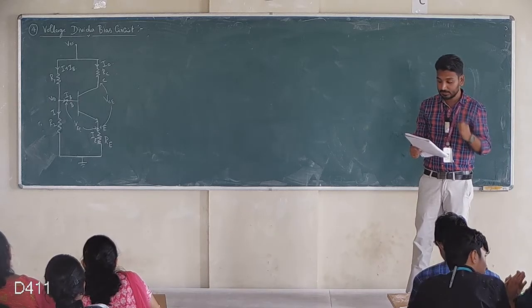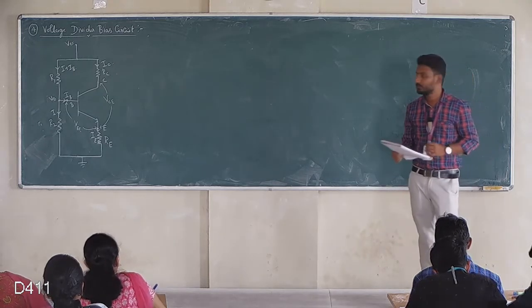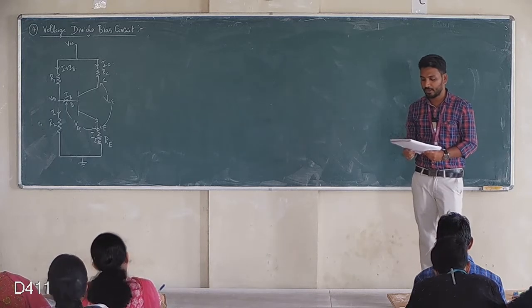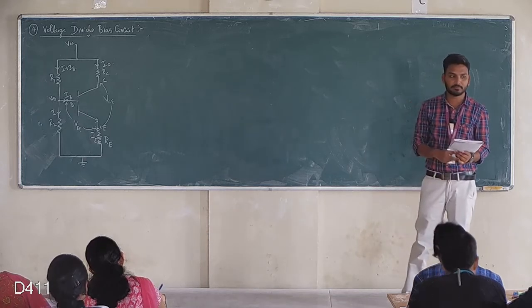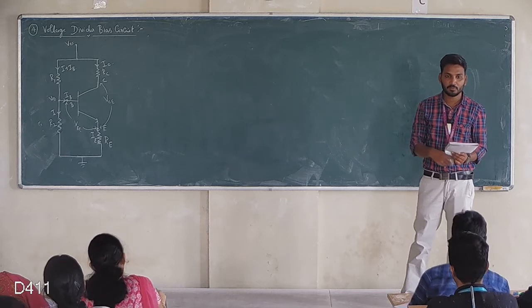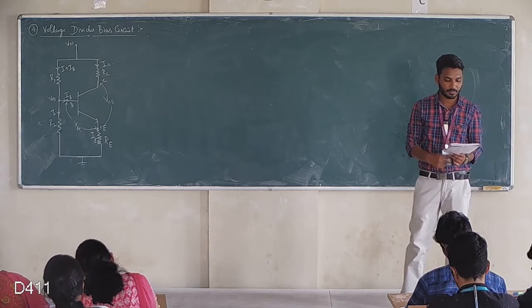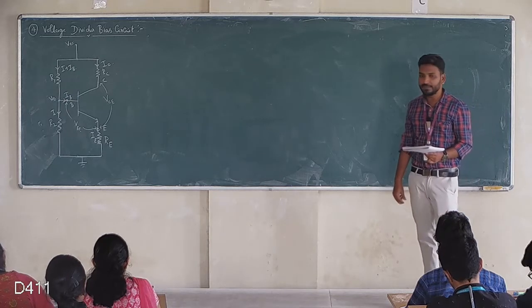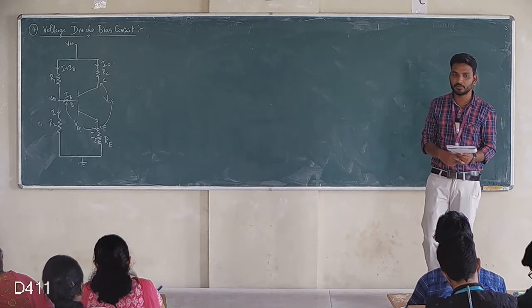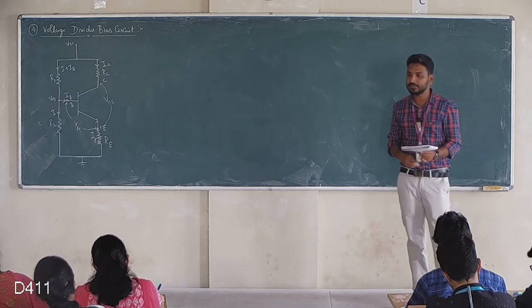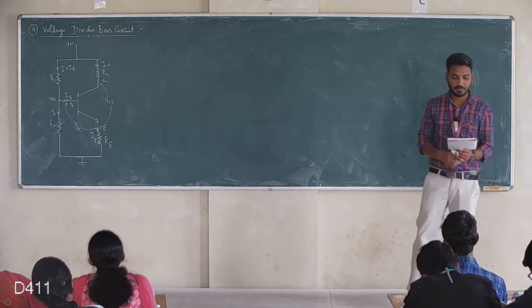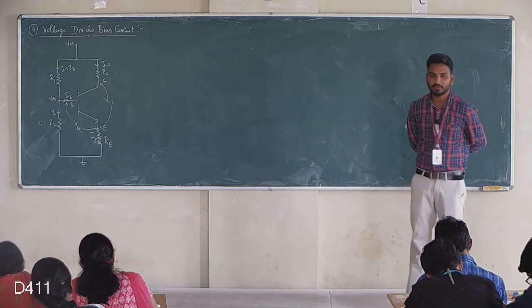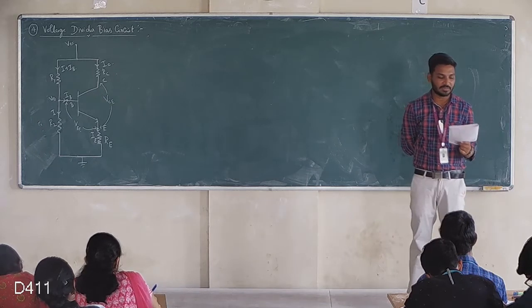Voltage divider bias. The resistors R1, R2, and RE provide the necessary biasing to the circuit. R1 and R2 act as a voltage divider.